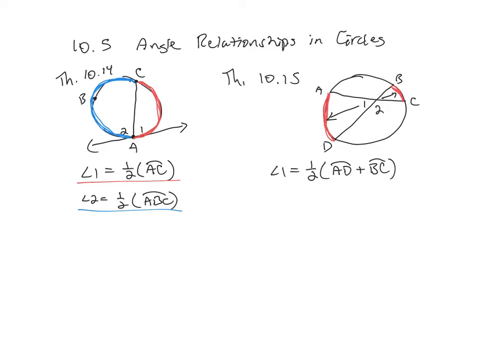If I had angle 2, then it would be the other ones. So it would be half DC plus AB. Kind of like a vertical thing there. So again, the 360 all the way around is 360. I'm sure that's going to come up at some point.